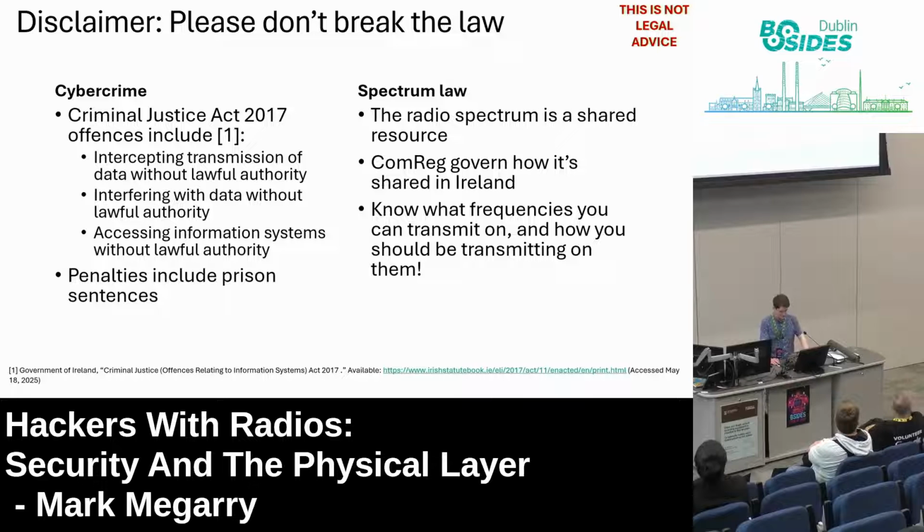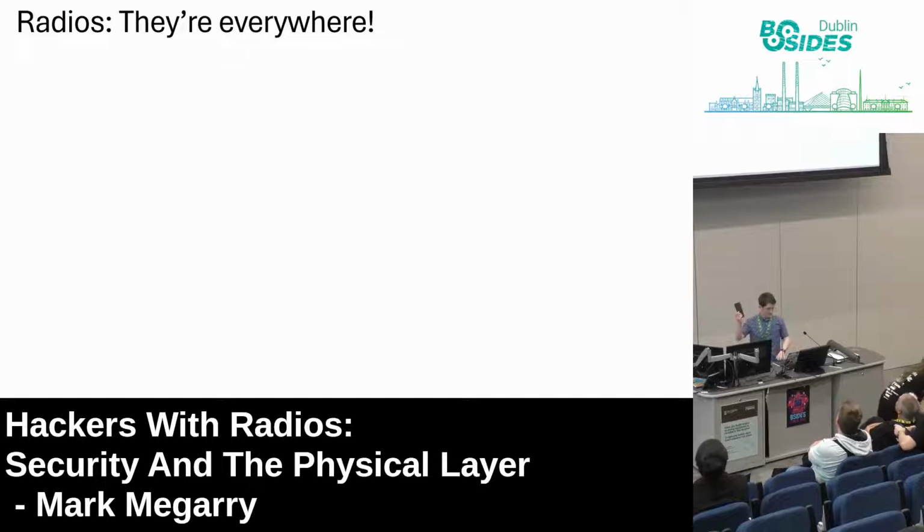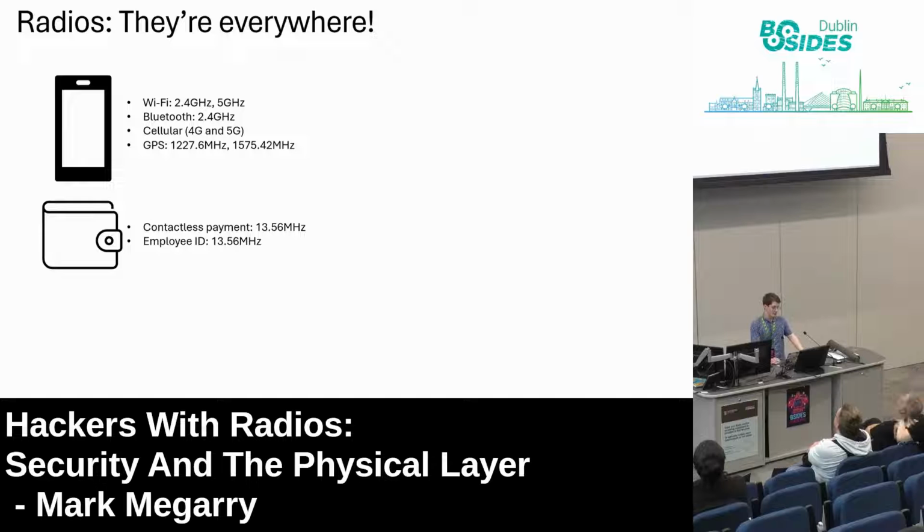So, radios. They're everywhere, but they don't all look like this. In fact, I'm willing to bet most people in this room have a number of radios on them right now. I mean, for me, I've got my phone on me. This has a Wi-Fi interface, it has a Bluetooth interface, cellular, and it has a GPS receiver. These are all technically radio interfaces. I'll not show you these, but in my wallet I've got my contactless payment cards and my employee ID.